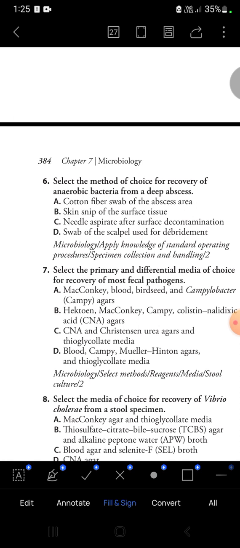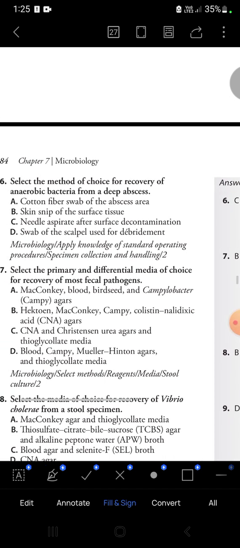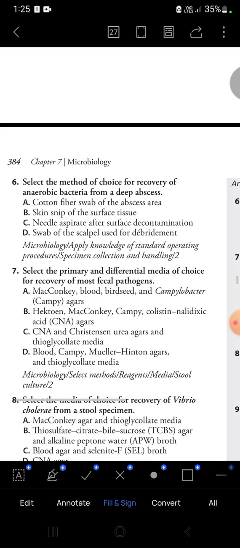Six. Select the method of choice for recovery of anaerobic bacteria from a deep abscess. Answer is C, needle aspirate after surface decontamination. Select the method of choice for recovery of anaerobic bacteria from a deep abscess. Answer is needle aspirate after surface decontamination.